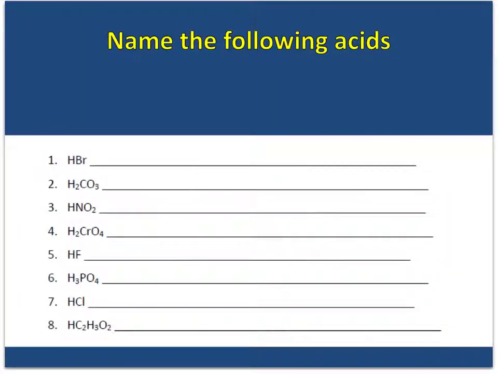So if we were to name the following, I'm going to name a couple with you and leave it to you to do the rest. You can pause the video and come back and look at the solutions. We already did this one. Binary acids, because we only have two elements, so we start with the prefix hydro. We have bromine, and the root for bromine is brom, ic, and then the word acid: hydrobromic acid.